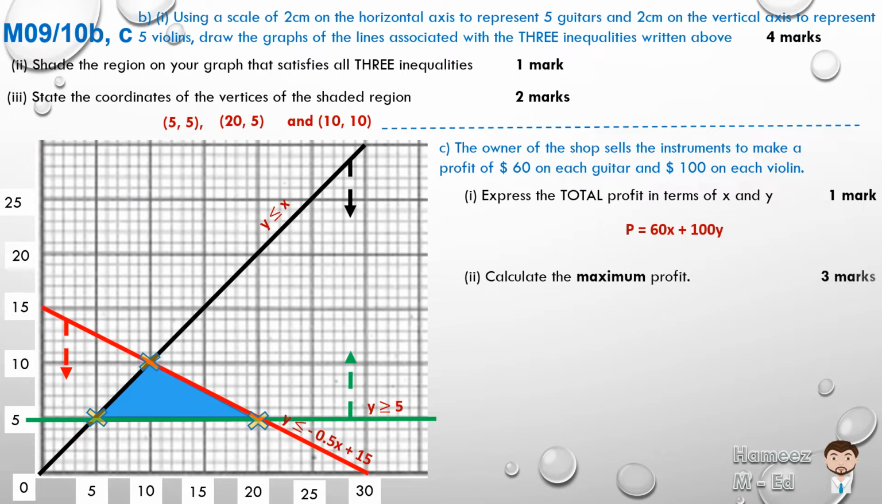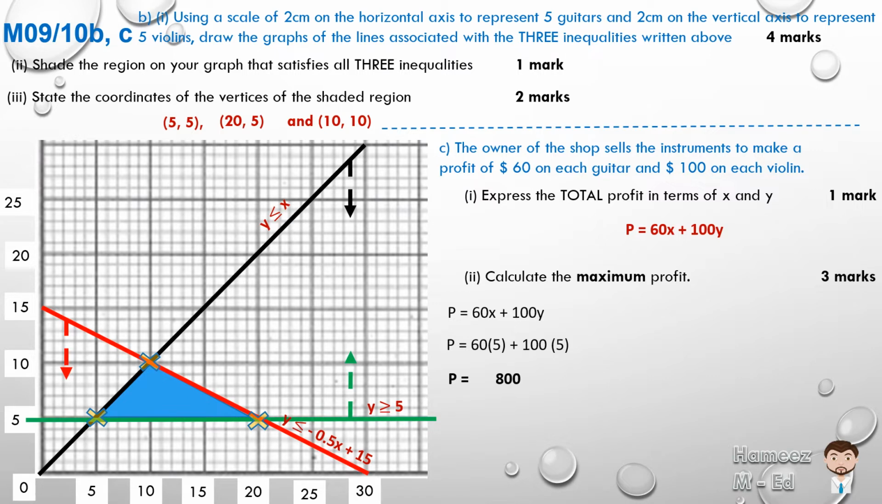Calculate the maximum profit. Now the maximum profit, if we look at the triangle in blue, will occur at one of the vertices. Profit is equal to 60x plus 100y. And we can rewrite it using the first point on the left side, where x is 5. We're substituting that, and y is 5. And that will give us 60 by 5 is 300, plus 100 by 5 is 500. That gives us 800. So the profit is $800.